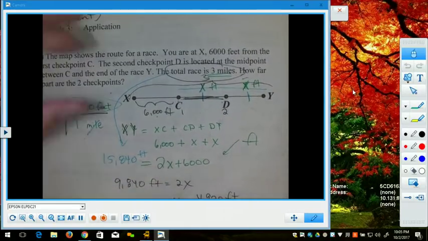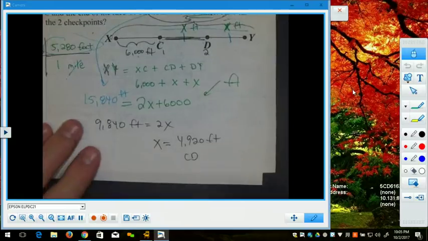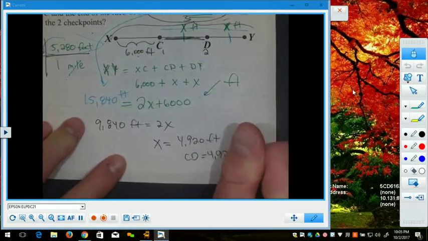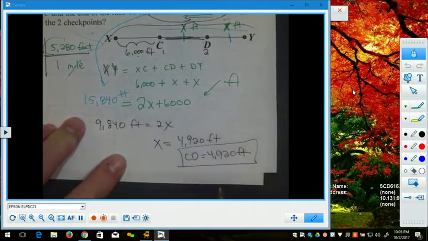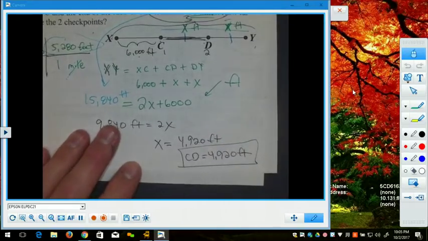So CD equals 4,920 feet. Had they asked for the distance from C to Y, I'd have to double that number.